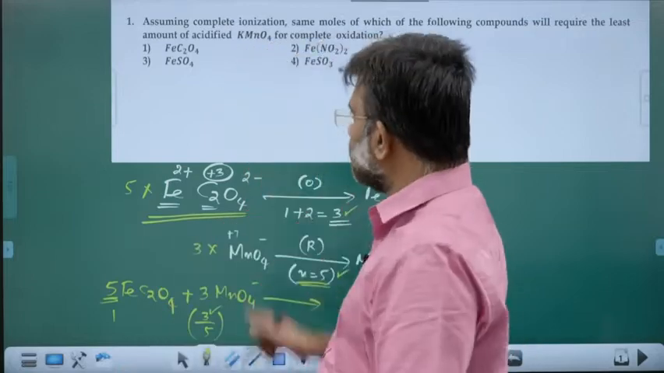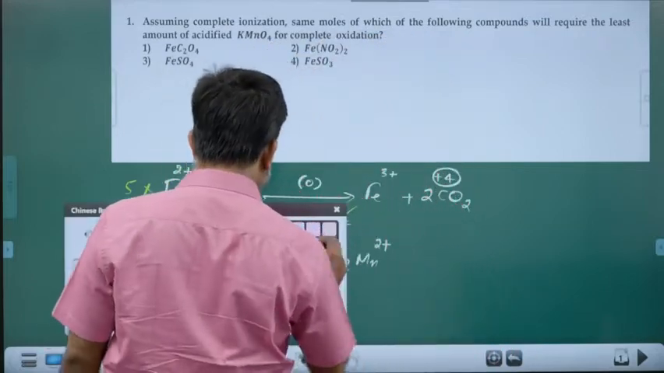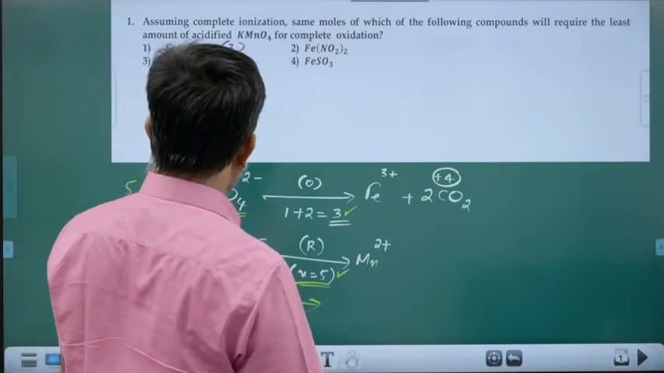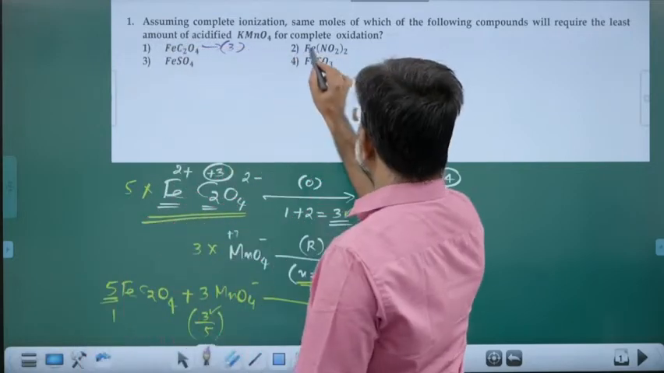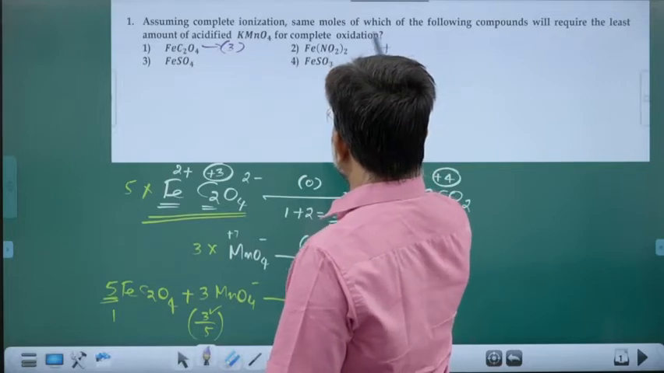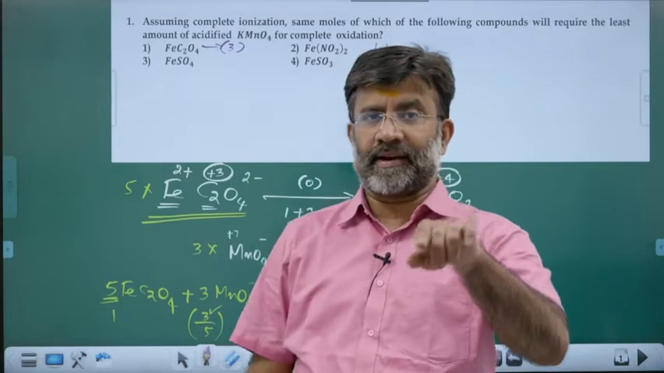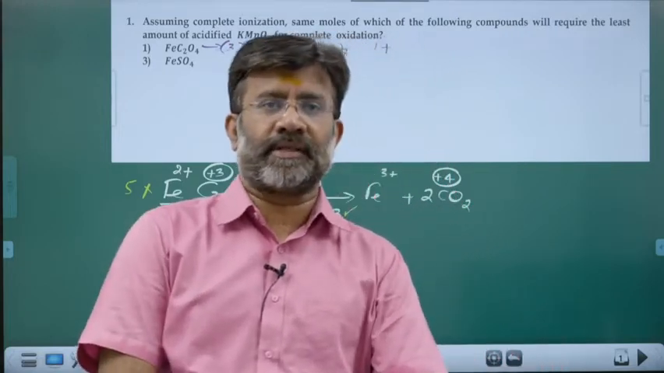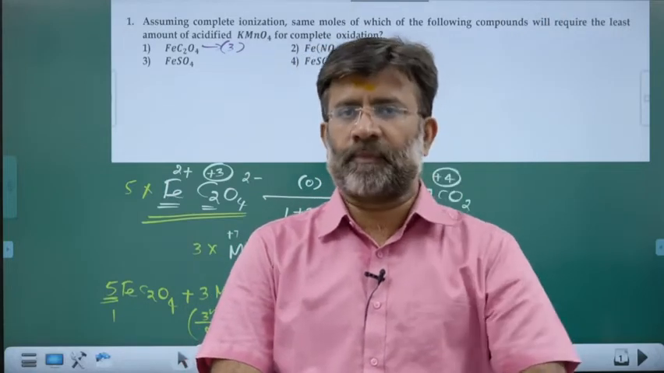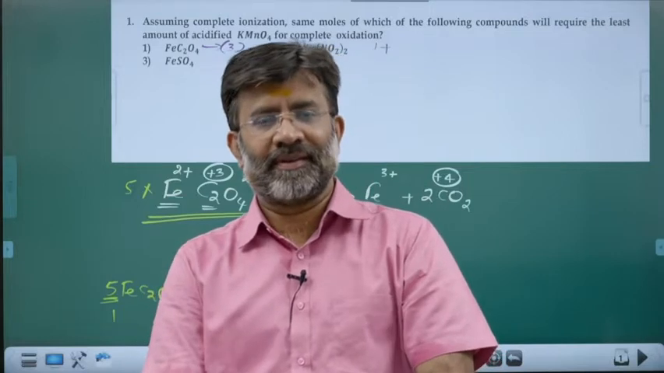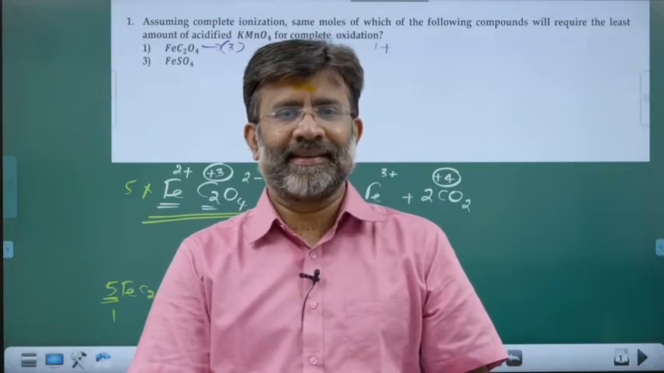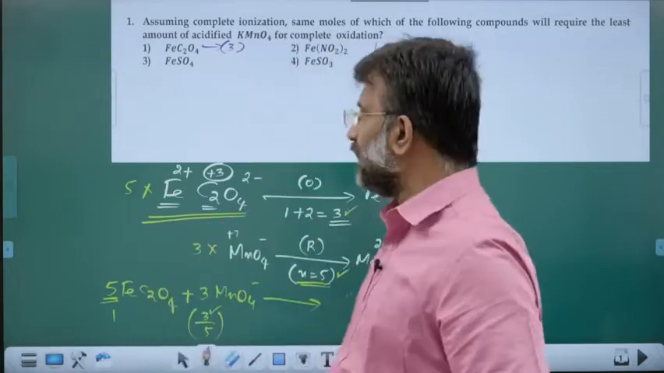In the first choice, N factor is 3. Now what about the second choice? In the second choice again, ferrous will be converted to ferric, so N factor is 1. Now nitrite is converted to nitrate. Nitrite nitrogen is in the +3 state and it will be oxidized to nitrate, where the oxidation state is +5. So +3 becomes +5, that is 2 electron transfer, and there are 2 nitrite. Therefore, it is 2 into 2, 4.